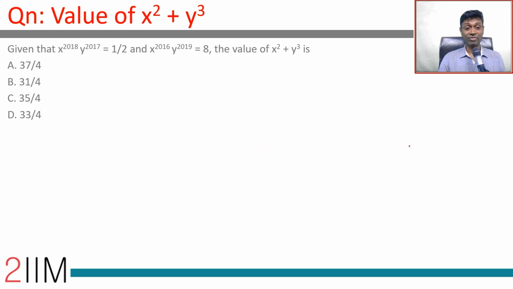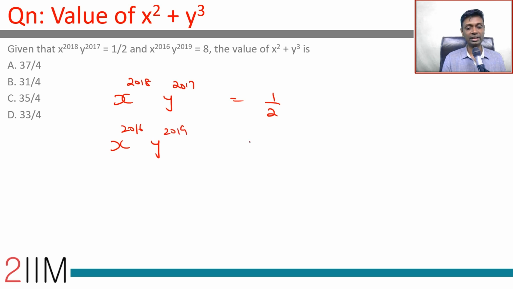Another fabulous question and very tough question. Another question that I tried during the exam and did not get right, and spent a lot of time doing some utterly random stuff. x^2018 * y^2017 is 1/2. x^2016 * y^2019 is 8.